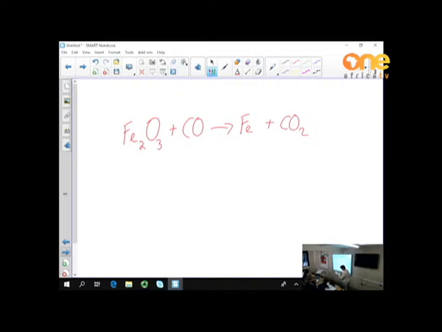So the first thing I could go and ask you is to add state symbols. Now, iron oxide is a solid. This stuff is a gas. This is a solid. And that is a gas. The next thing that I can ask you is to balance it. Well, we have 2 irons there. We only have 1 there, so probably a 2. We have 3, 4 oxygens, so probably a 2 there, but now we run into problems with that one.